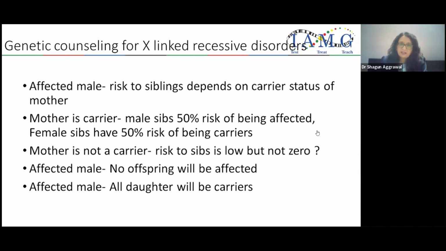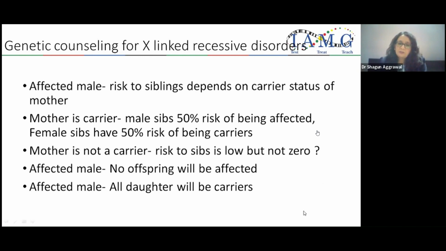If the mother is not a carrier, the risk to the siblings is low, but it is not zero, because there is also the possibility of a phenomenon called gonadal mosaicism, whereby the mother may not have the mutation in her blood cells, but she may have a mutation in her gonads or in her germline, so in her gonadal cells. In such a situation, she could have more than one child affected with the same condition, although her blood cells are not showing the mutation.